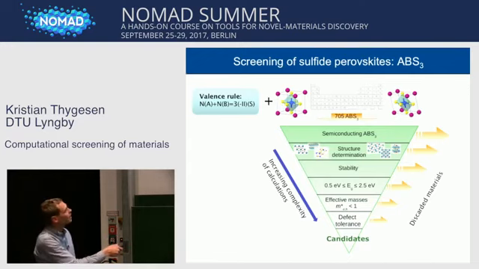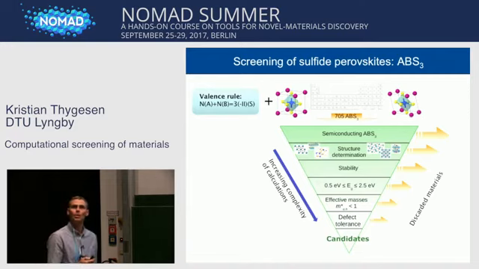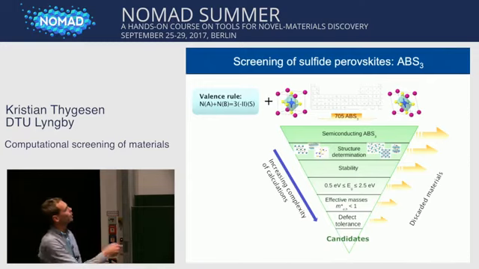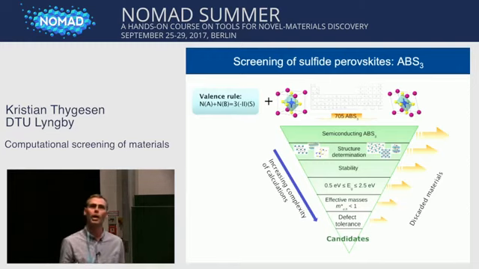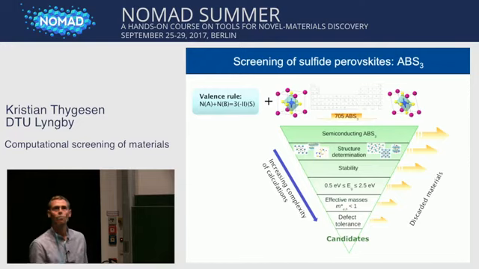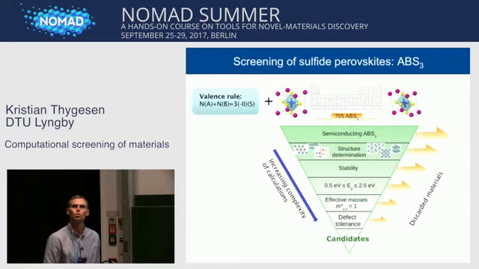All of these properties can be calculated using DFT, but some of them are much more computationally demanding than others. So it makes sense to apply this screening strategy where we start with the simplest criteria, and the materials that do not fulfill these criteria are excluded up here. As we go down the funnel, we have fewer and fewer material candidates, and we evaluate properties or functionalities that require more and more expensive calculations. So that's the idea behind this computational screening approach.